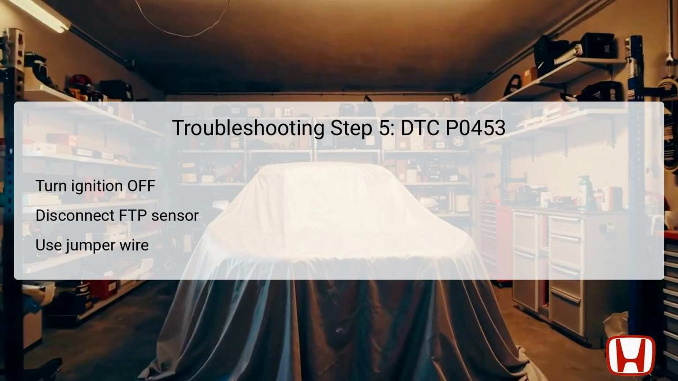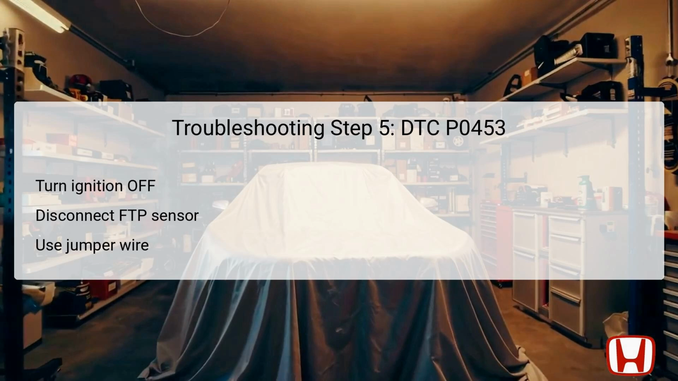The fifth troubleshooting step requires turning the ignition switch to the lock position, which is essential for safety while working with electronic components. After that, disconnect the FTP sensor 3P connector. This connector serves as the interface between the FTP sensor itself and the vehicle's wiring harness.